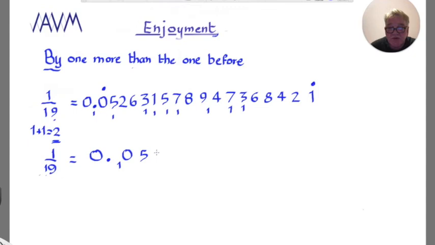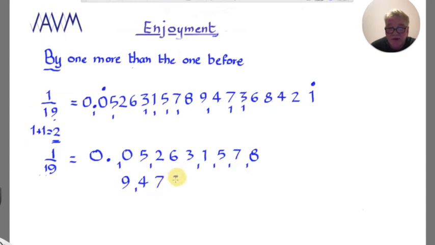5 divided by 2 is 2, remainder 1. 12 divided by 2 is 6. 6 divided by 2 is 3. 3 divided by 2 is 1, remainder 1. 11 divided by 2 is 5, remainder 1. 15 divided by 2 is 7, remainder 1. And 17 divided by 2 is 8, remainder 1. 18 divided by 2 is 9. 9 divided by 2 is 4, remainder 1. 14 divided by 2 is 7.